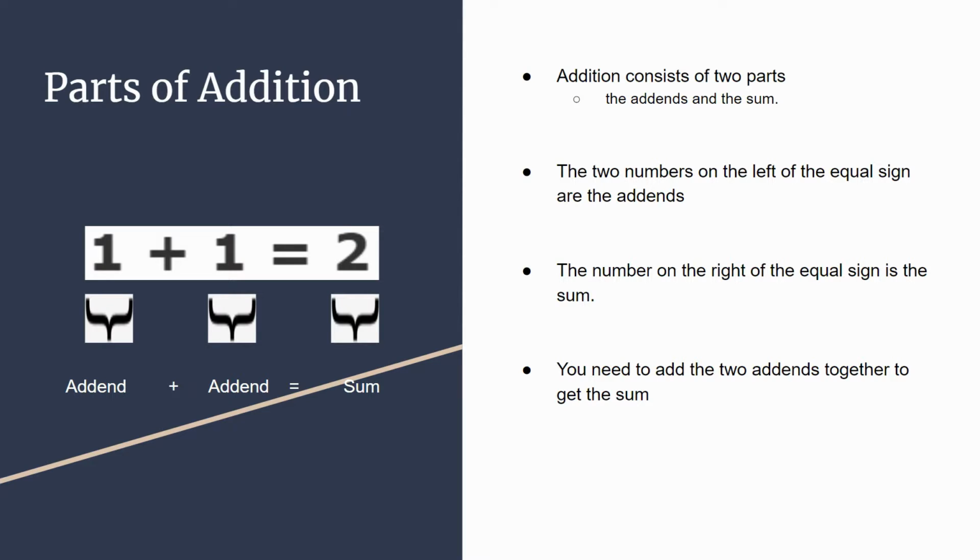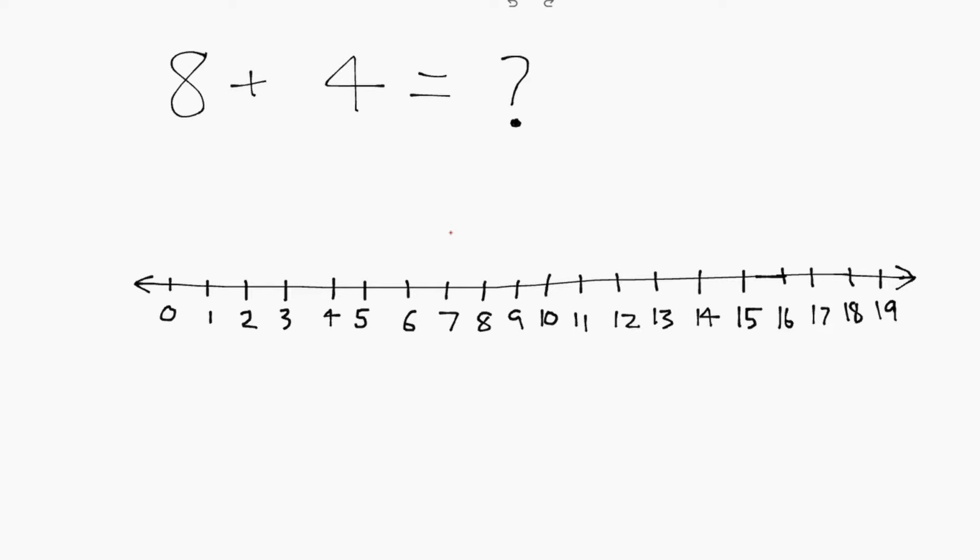The two numbers on the left, 1 and 1, are the addends, and the number on the right, which is the 2, is the sum. In addition, you need to add the two addends together to get the sum. An example problem is what is 8 plus 4? To find the total or the sum, you have to add 8 and 4.